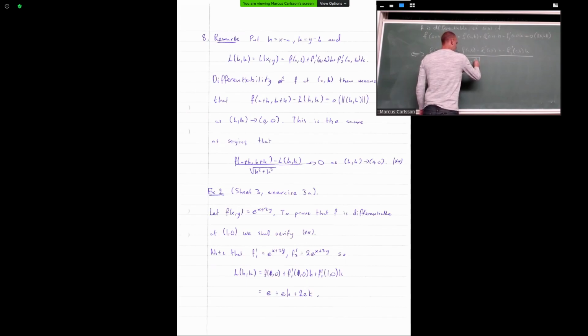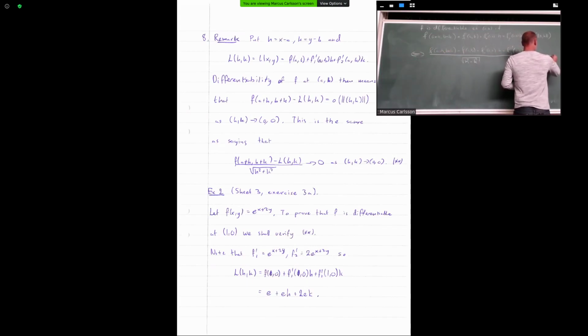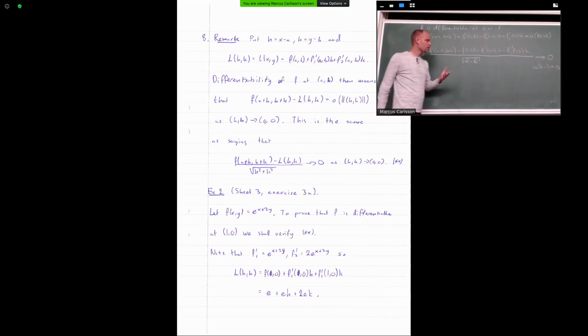But now if we divide by the distance to 0, this is the norm of (h,k), and we force this quotient, so now we have something small divided by something small. If this goes to 0 as h and k go to 0, then this thing here is actually much smaller than the distance to 0, in a sense. So that's what we want from our plane.